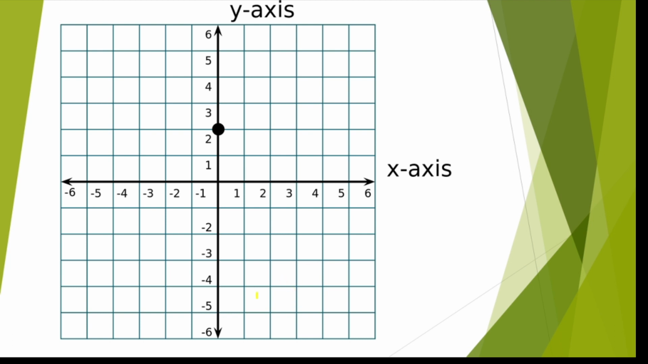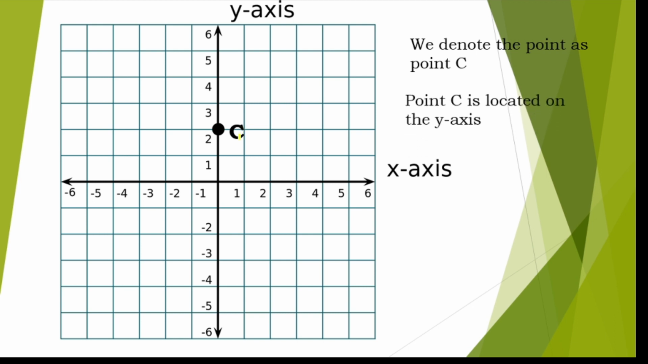Next, look at this point. So as you can see, it is lying on the vertical line. Let us denote this point as point C. Point C is located on the y-axis. It is not located in quadrant 1 or quadrant 2. It is actually located on the y-axis. Point C is 2 units above the origin. So if this is our origin, we can locate this as 2 units above the origin.